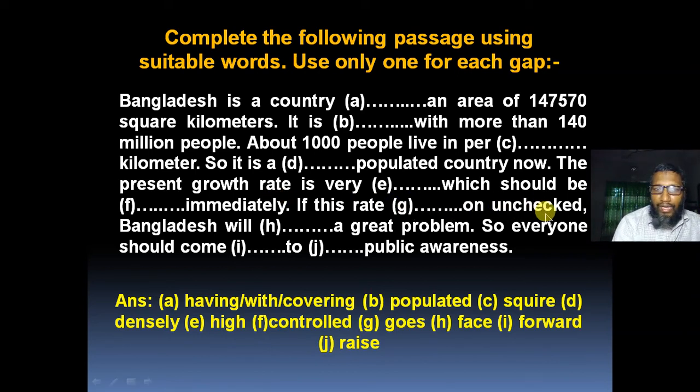If this rate goes on unchecked, Bangladesh will face. Face is a verb because here is a modal verb. Bangladesh will face a great problem. So everyone should come forward. Come forward is also a phrasal word. So come and forward combined make one meaning. Come forward to dash to raise. After to, the other name of to is infinitive. So after the infinitive we can use the present form or base form of the verb, to raise public awareness. I repeat this sentence. So everyone should come forward to raise public awareness.